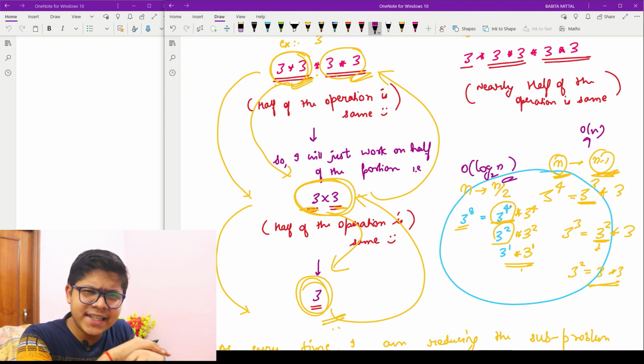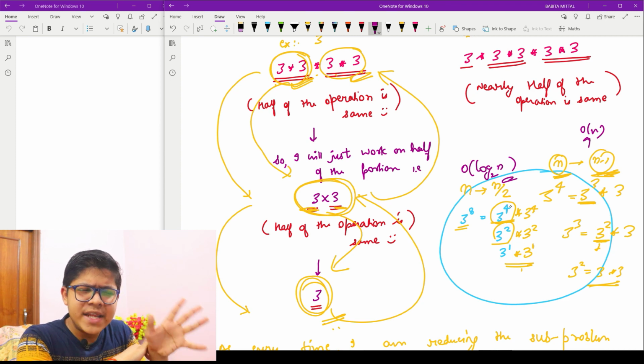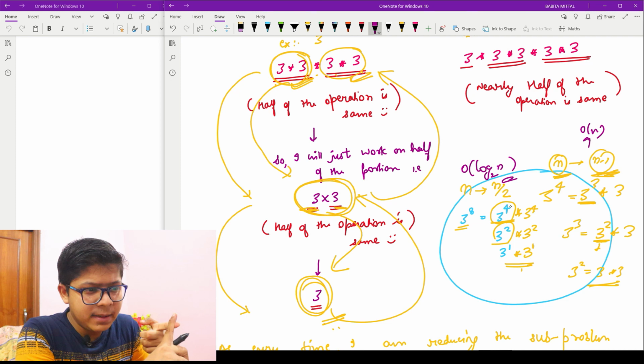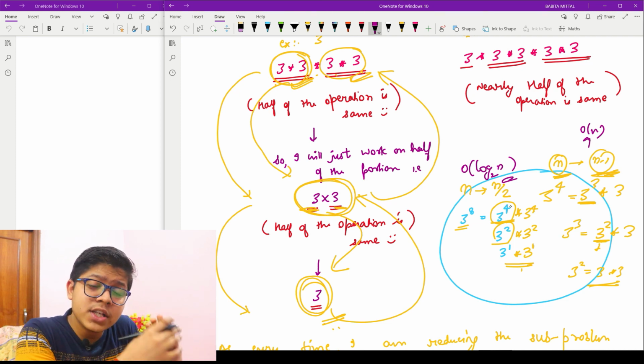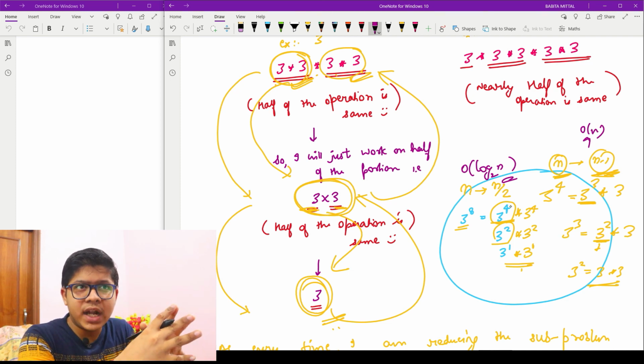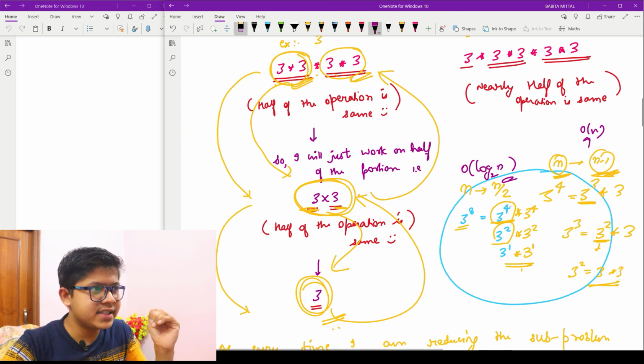Now you might say, okay, I was breaking my condition into half, but it was an even number, so I was doing that. But what if the number is odd? If the number is odd, you know that if any number is odd, let's erase this.